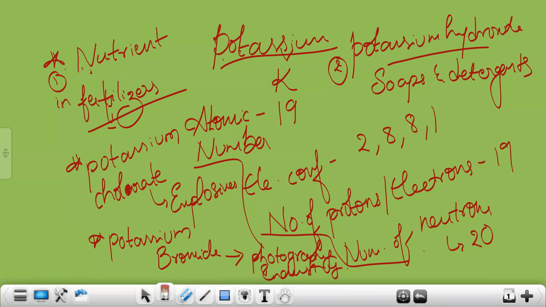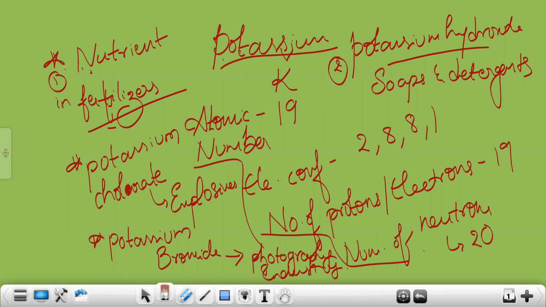What are the uses of potassium? Potassium is used as a nutrient in fertilizers. Fertilizers are used for agriculture purposes.